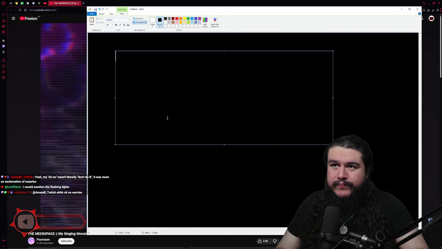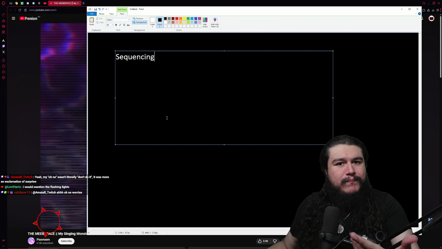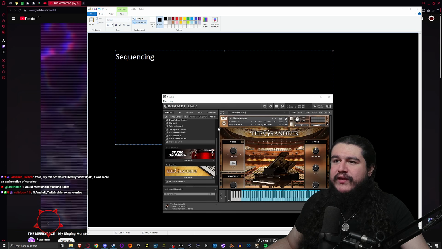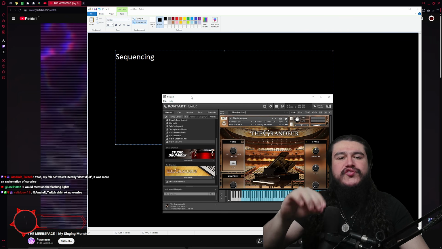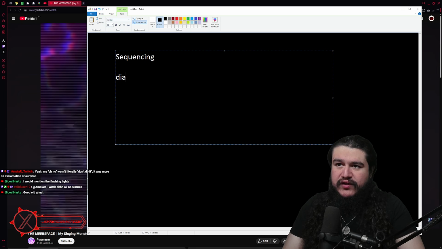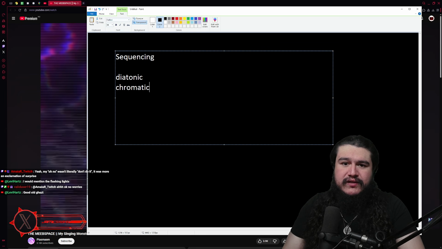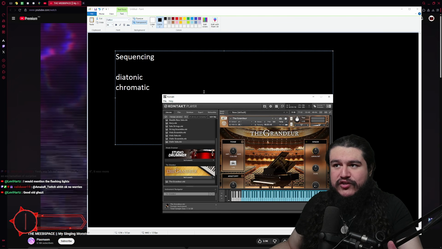So, sequencing is a way that you can develop your material, right? In which you play the same material that you just did, melodically speaking, just in a different starting point. There's two main ways that you can do this. One of them is diatonic, and the other one is chromatic. Diatonic means that you're playing within the scale that you already had.